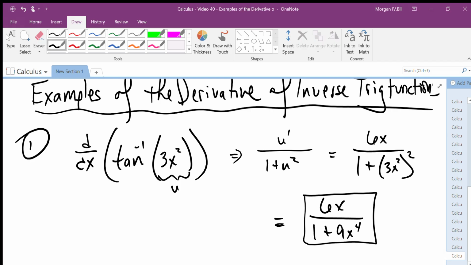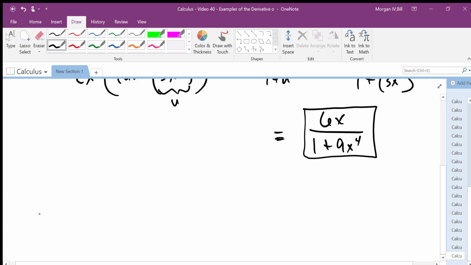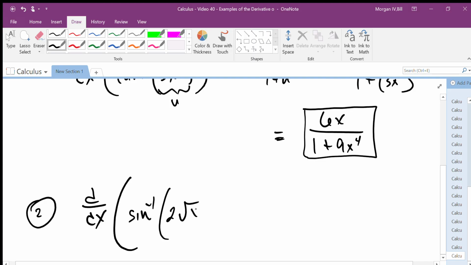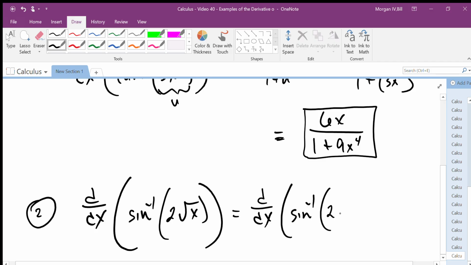Okay, let's try another one. This time, number 2, let's go with the derivative of the inverse sine of 2 squared x. Or maybe we'll rewrite this as the derivative of the inverse sine of 2x to the 1/2 power. Right, and that 1/2 power is just on the x, not on the 2. What we know is, for the inverse sine, the derivative is u prime over the square root of 1 minus u squared. Again, we just need to know those.